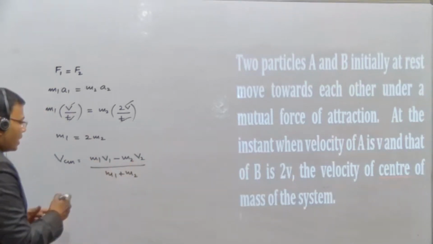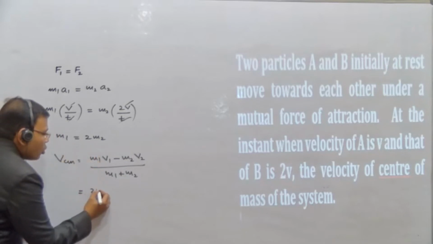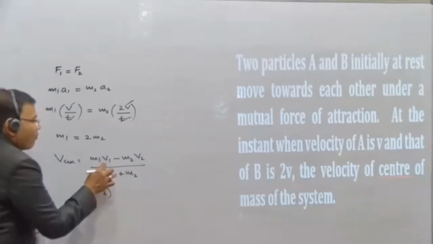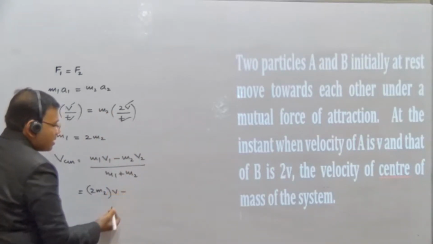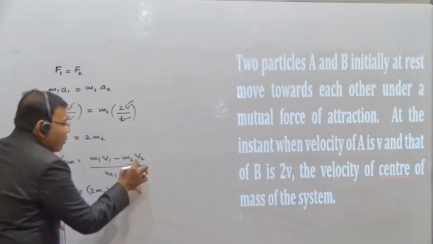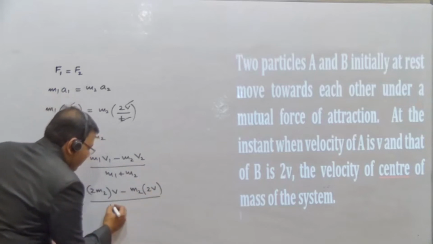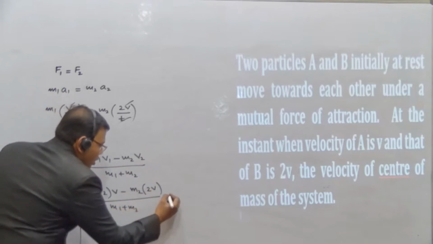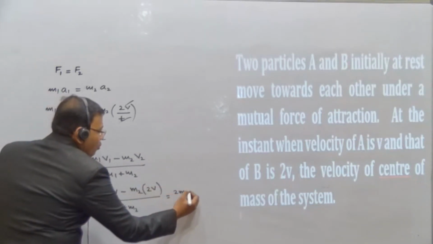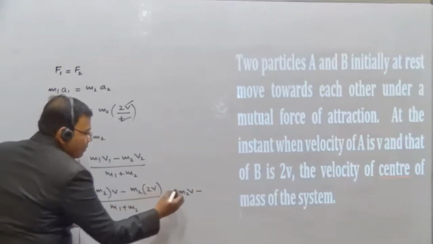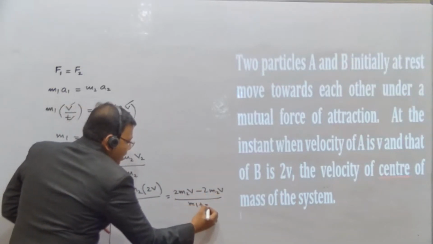Now let us see what we are getting. m1, what is m1? m1 we can write it as 2m2. And what is v1? As per the question, v1 is v only. Minus m2, let us take m2 only. What is v2? It is 2v, by m1 plus m2. Now students, if I just simplify this, what am I getting? 2m2v minus, this is also 2m2v, by m1 plus m2.